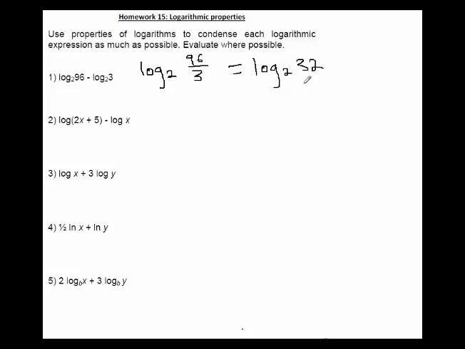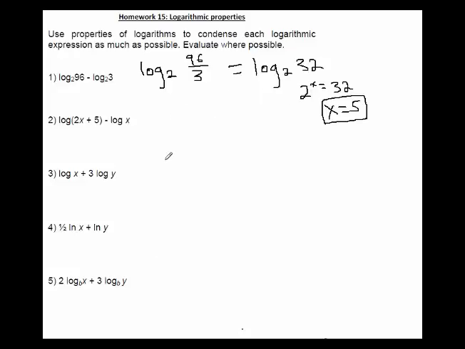Now here we can actually figure out what that is, because this means 2 to a certain power equals 32. 2 to the x equals 32, and x is 5, because 2 to the 5th power happens to be 32. You're not always going to be able to simplify it. In fact, on this page, I think it's the only one that you can actually simplify like that, but you can do it in this case.